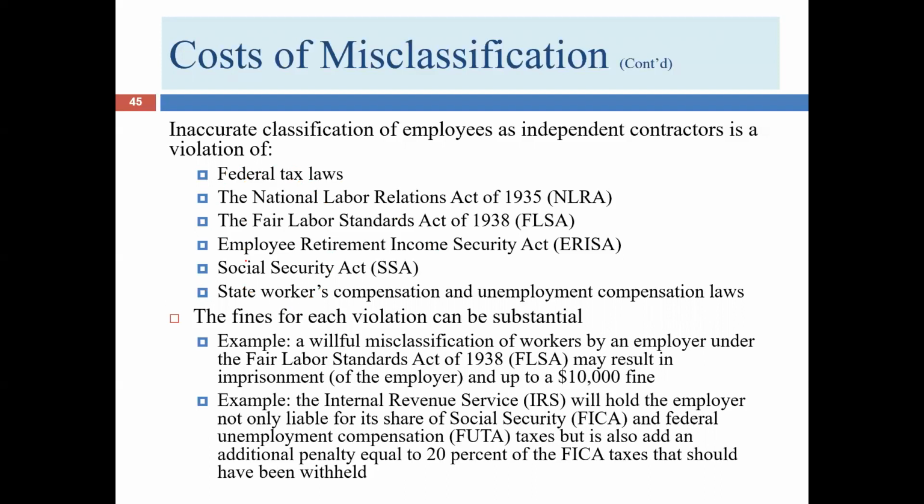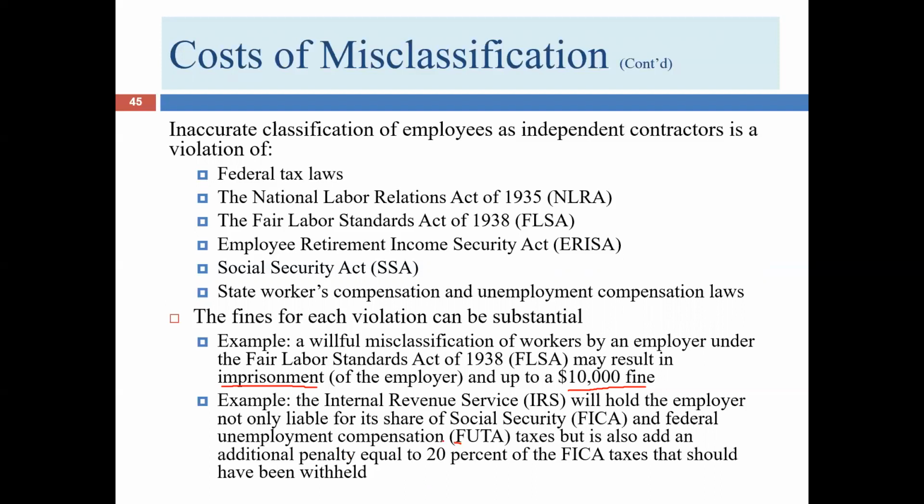The fines can be very, very substantial. Under the FLSA, there can be a $10,000 fine, and I believe it's by employee and maybe even by the day. And it can even result in prison time. That's pretty rare, I'm not going to lie to you. You have to have pretty dramatic facts. But it's good to know what the risks are before you get into that situation.